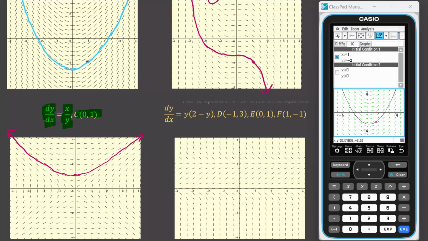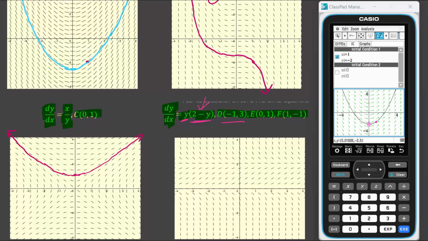Now we will have a bit more of a look at this next one. dy/dx is equal to y(2 minus y). And we want to look at each of those 3 points. First of all, when y is equal to 0, that's on the x-axis, we should have horizontal gradients, so straight along the axis. Also, when y is equal to 2, dy/dx would be 0, and it should be horizontal along there. And we can see this across here. So, let's have a look at these different solutions.